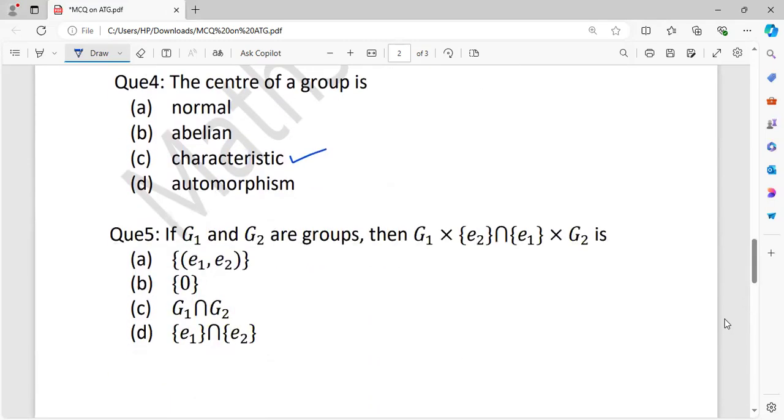So fifth question, if G1 and G2 are groups, then G1 Cartesian G2 intersection G1 Cartesian G2, then what is this? Obviously G1 G2 will be the answer. Okay. So option number A is correct.